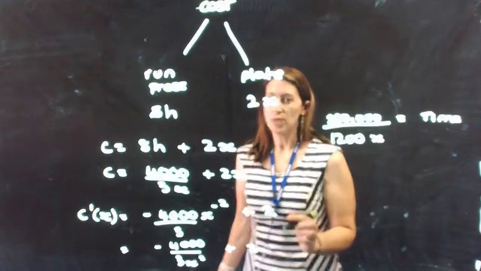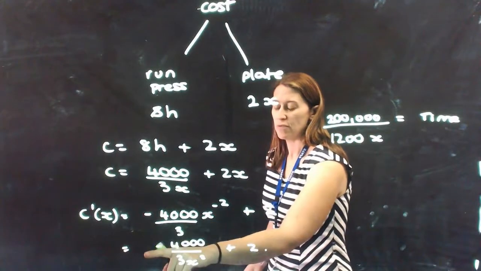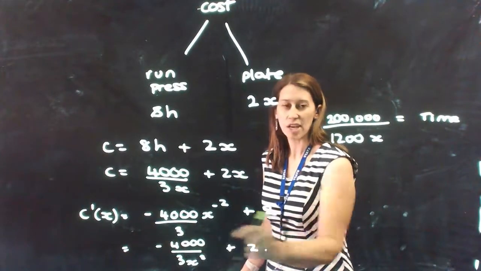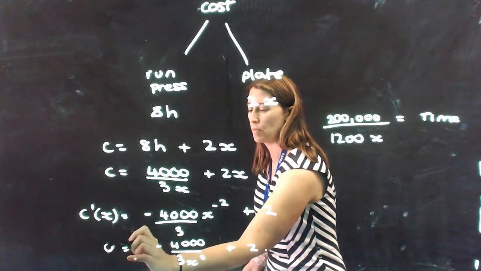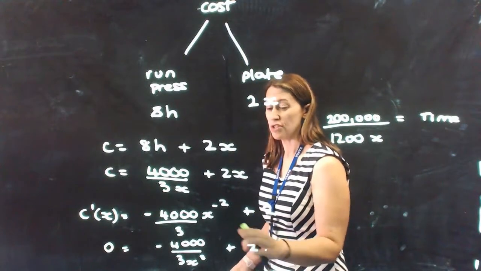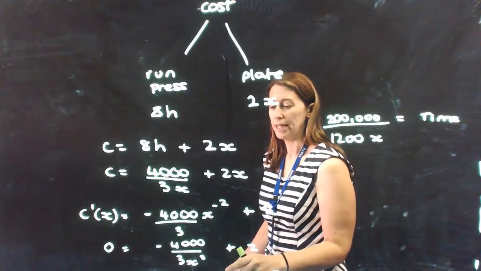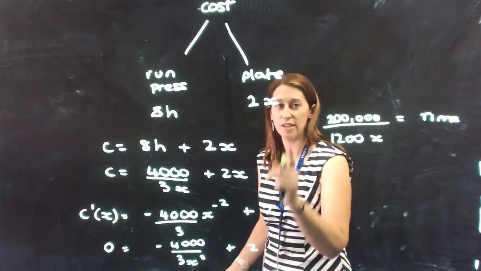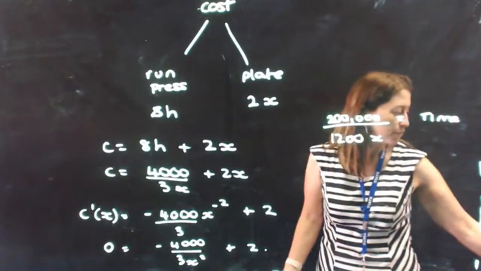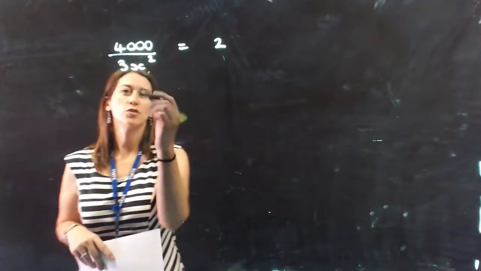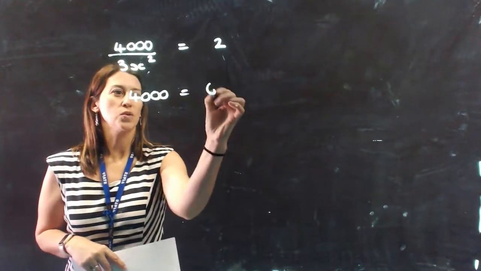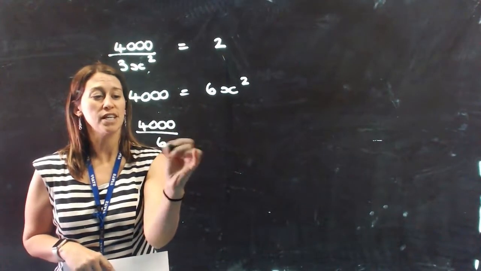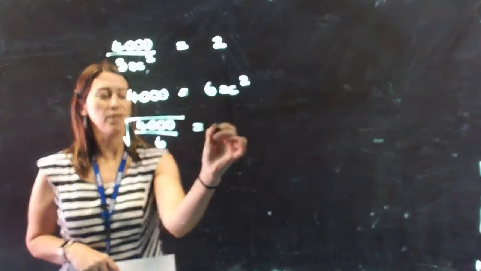Alright, so let's think about what we need to do. We need to minimise the cost. We've got the derivative, so we're going to set that equal to 0 and solve for x. When we set that equal to 0, I'm going to subtract the 2. Alternatively, I'll add it to the other side so it becomes positive. Let me clear the screen for a moment and write that at the top. Let's do some multiplying. We get 4,000 equals 6x squared. X squared equals 4,000 over 6. I'm going to square root that to give me x.